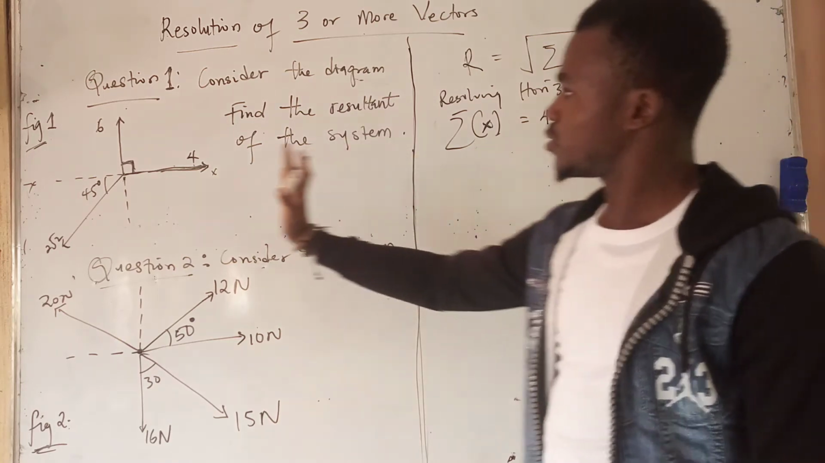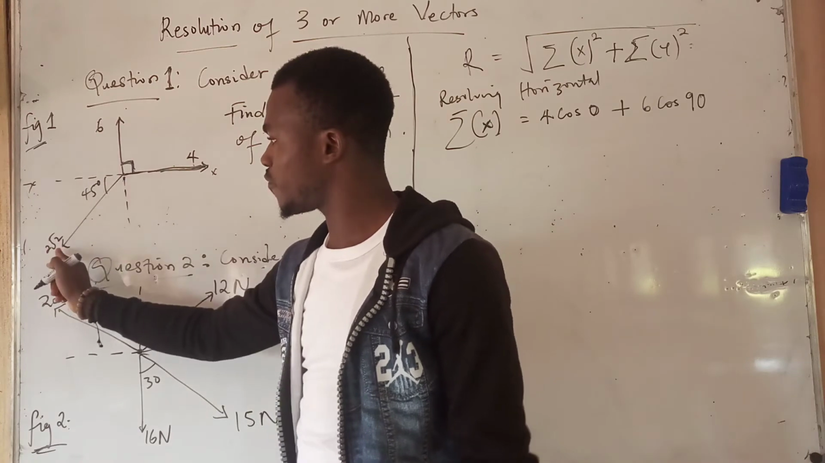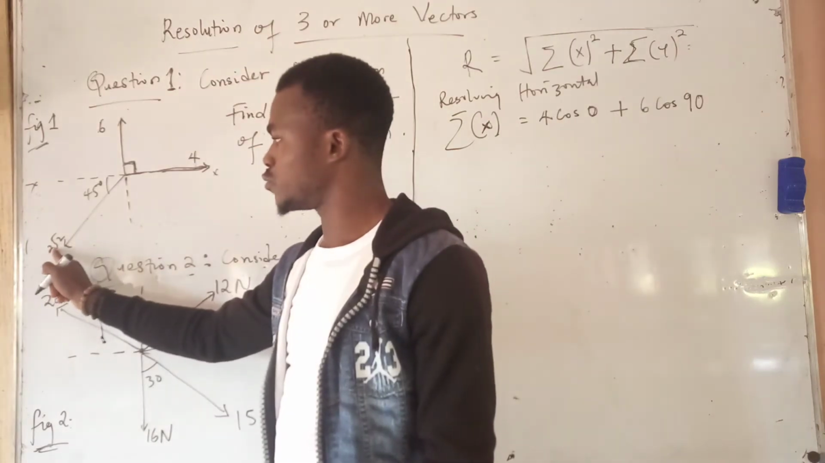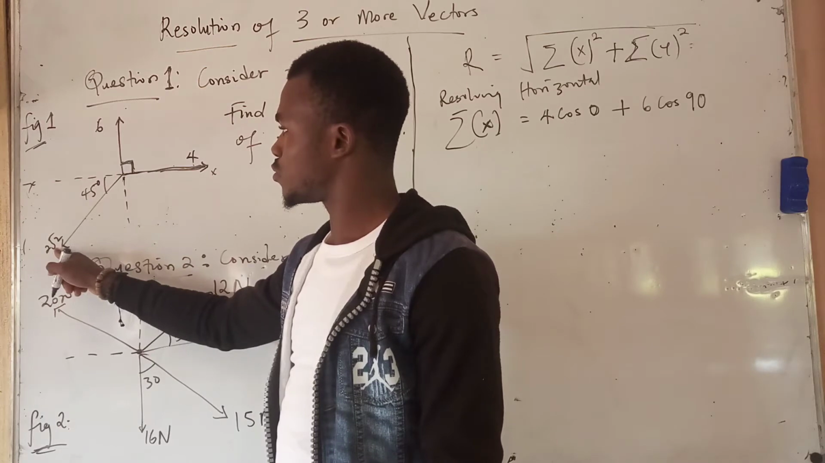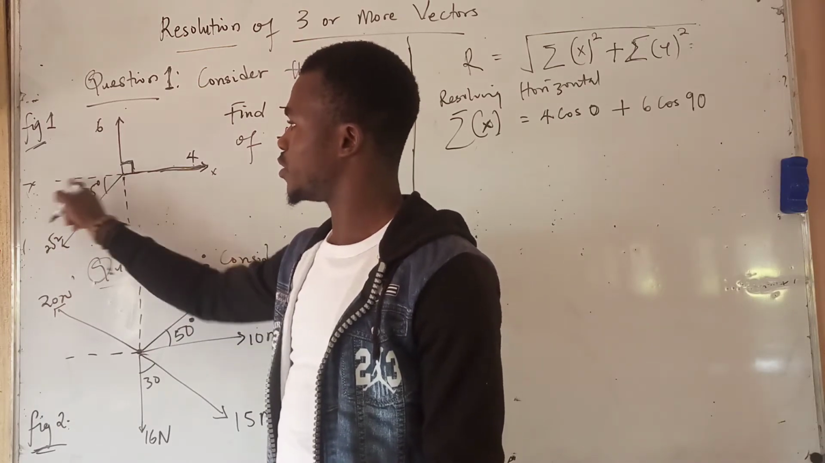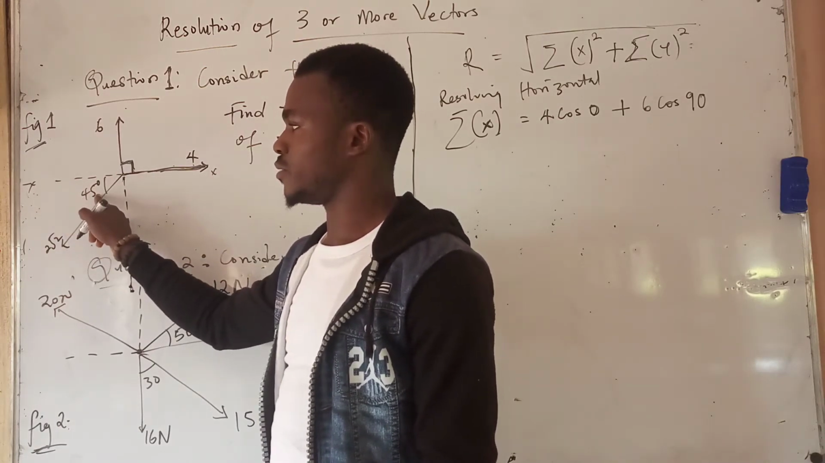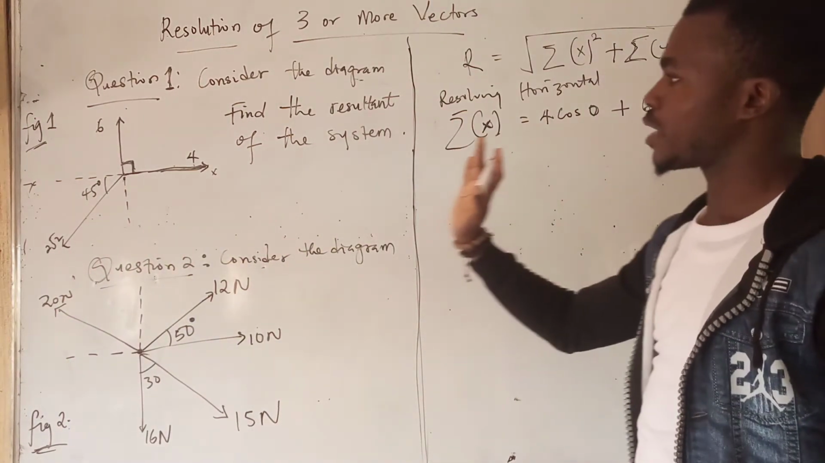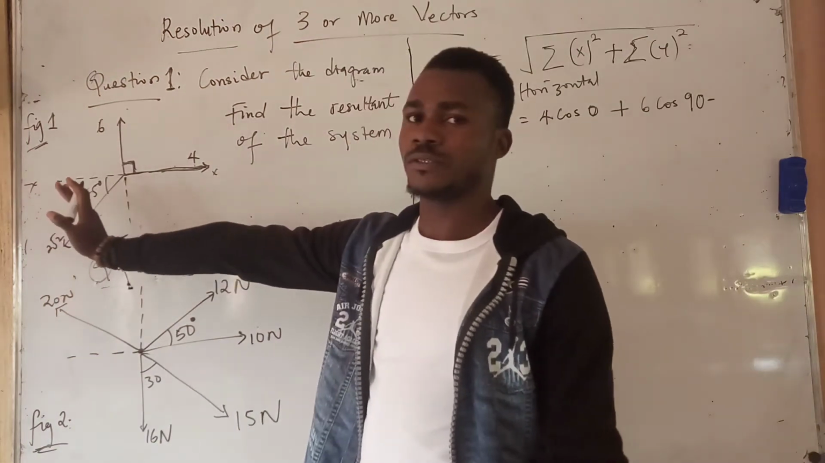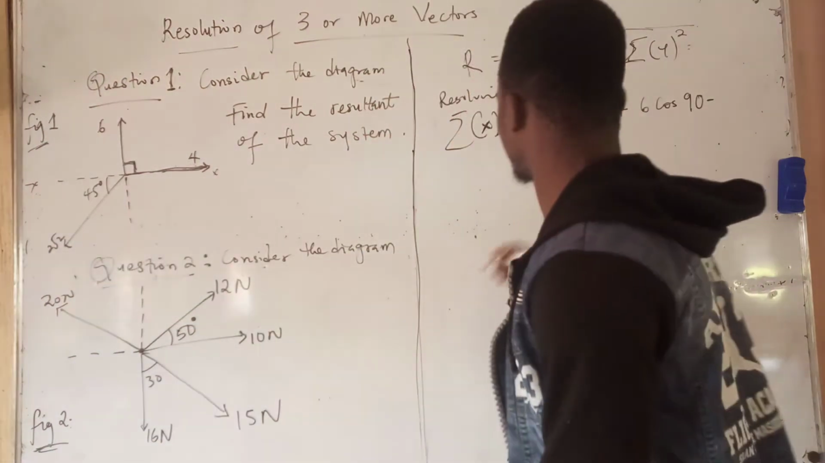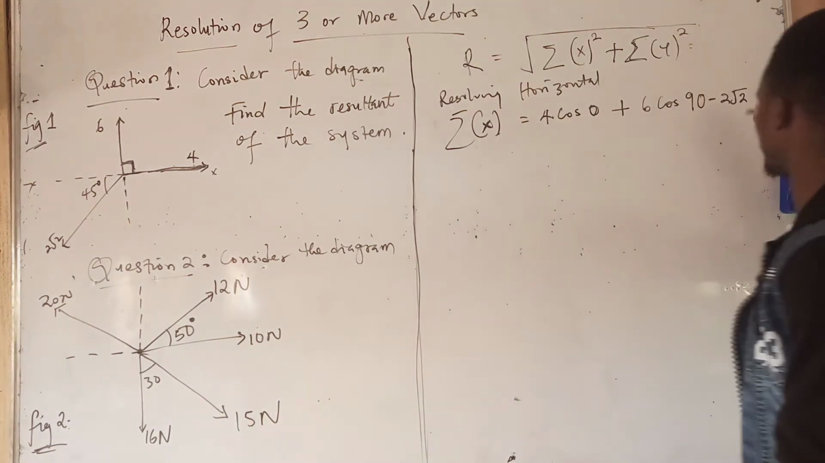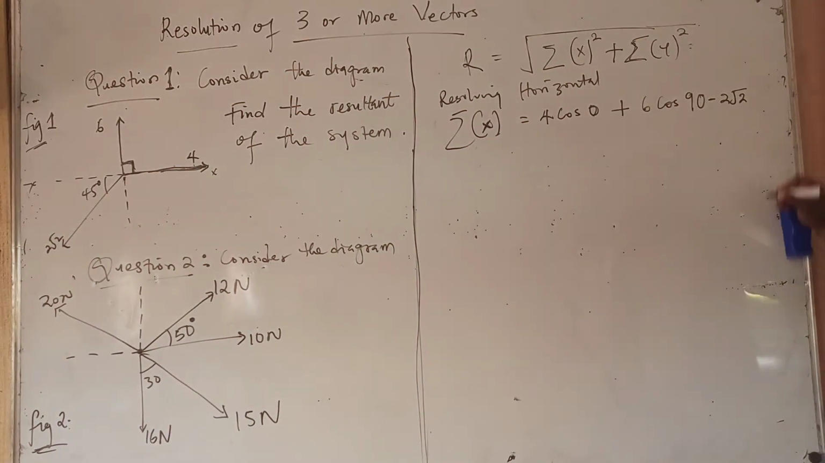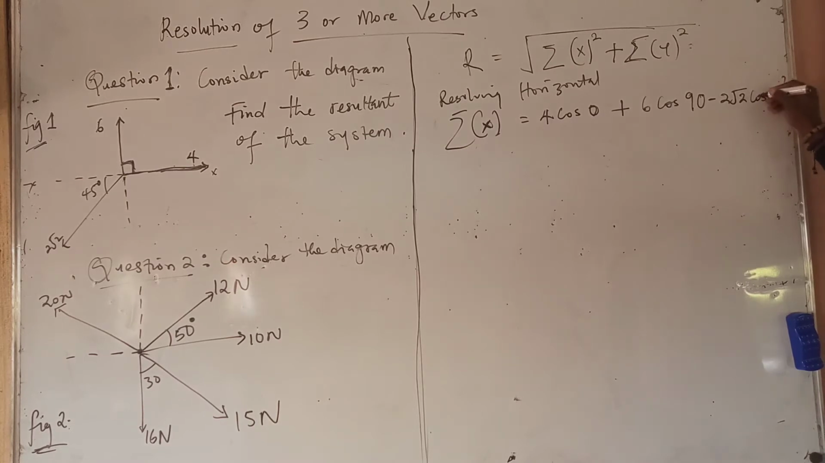Then the next, once we have moved to this side, we see that the other vector we have there is just 2 root 2. So we have 2 root 2, and it makes an angle with the horizontal of 45 degrees. So if we write it down, we are going to put minus, because we are in the negative part of the horizontal. So we have minus 2 root 2. Then we write cos, and the angle it makes is 45 degrees.